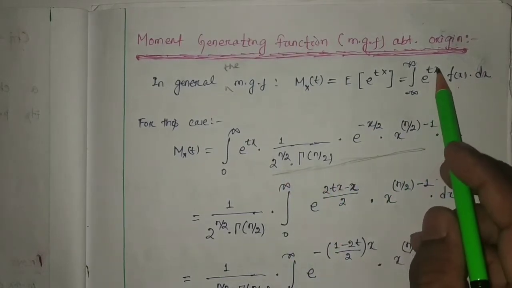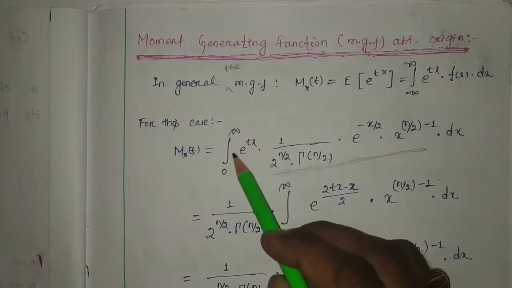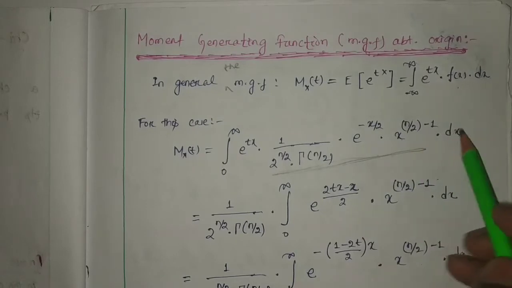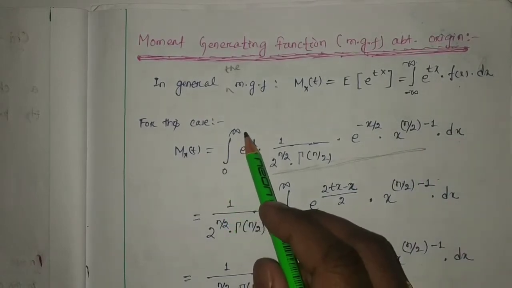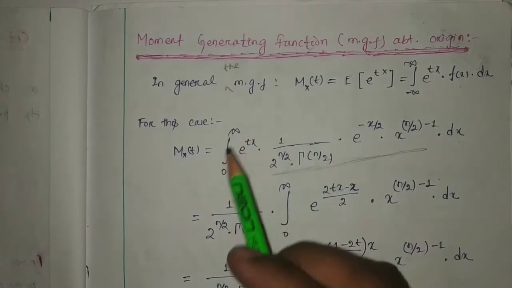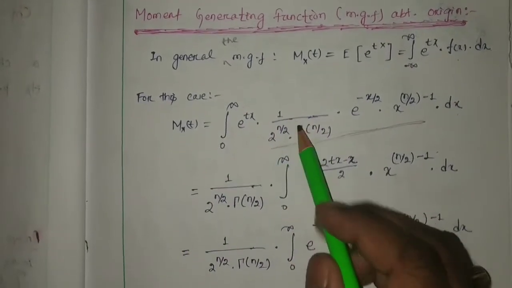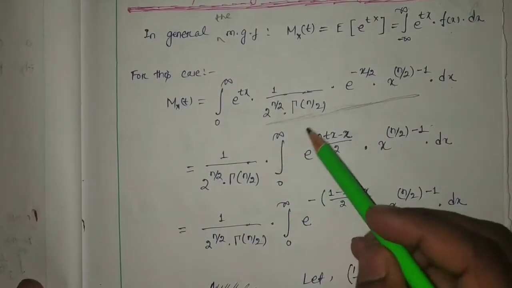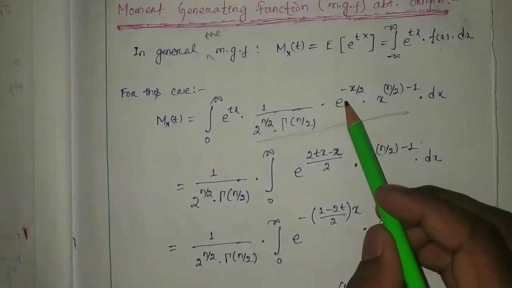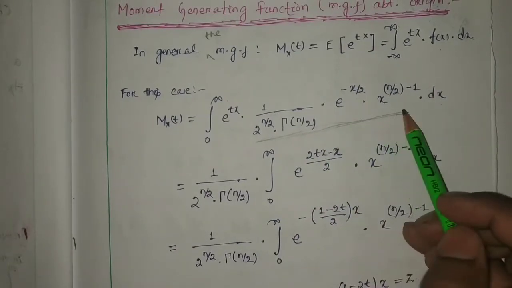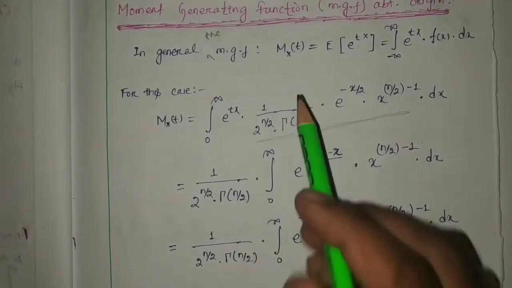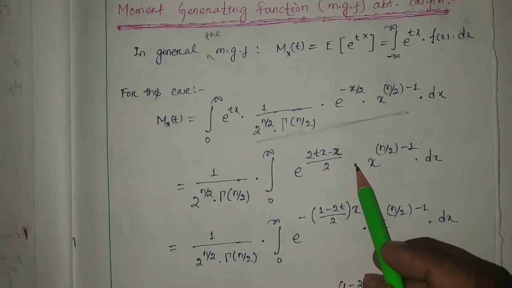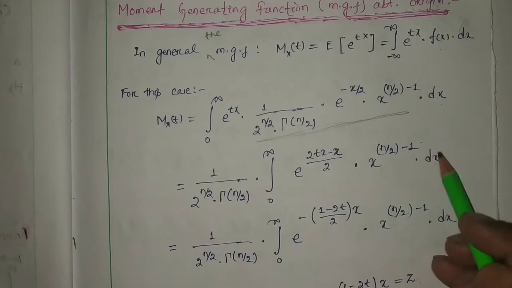So here we have e to the power tx, into this PDF of chi-square, into dx. The limit we consider is 0 to infinity, because the PDF exists between 0 and infinity, otherwise it is 0, and the constant is taken outside. Now 0 to infinity is the integration limit. Here we have e to the power minus x by 2 and e to the power tx; when the powers are added, we get tx minus x by 2, into x to the power n by 2 minus 1 into dx.